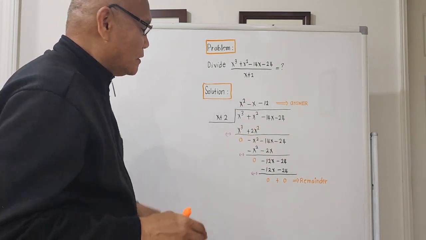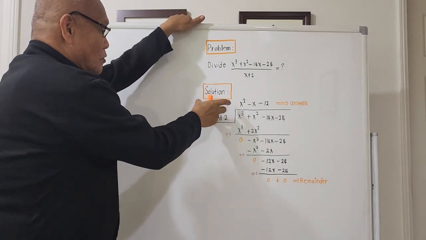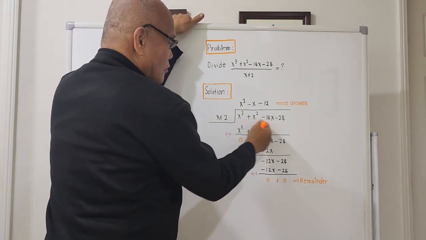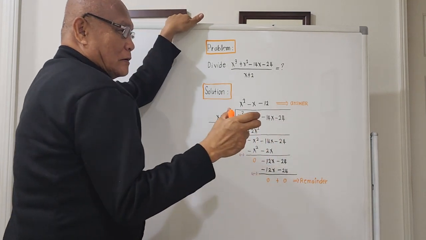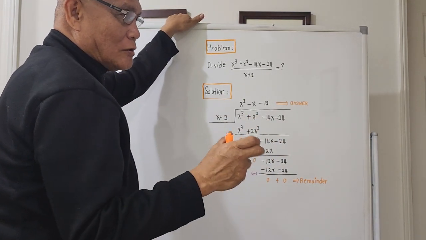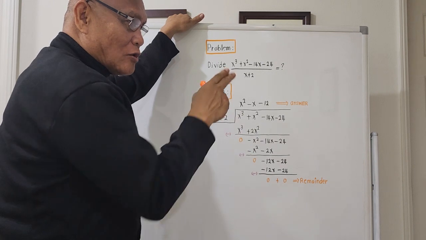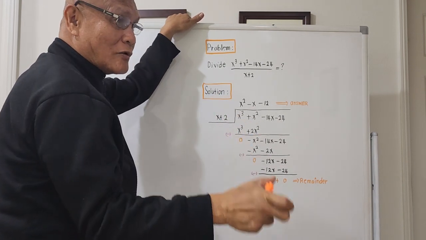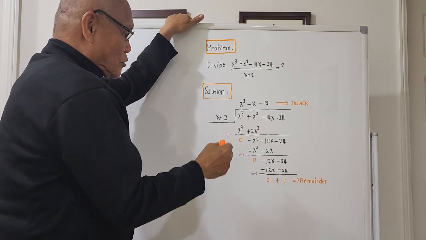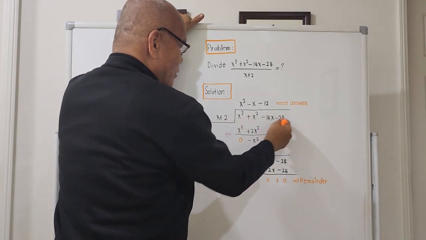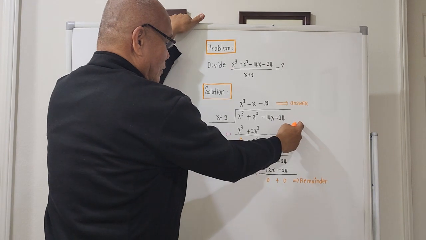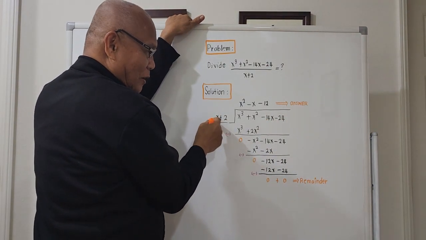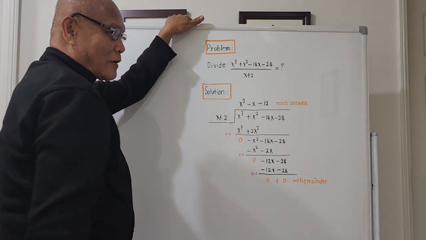Okay, let's proceed. The solution will be something like this. We will rewrite the numerator. The highest power in the numerator is actually greater than the highest power in the denominator, so we could divide. So we will rewrite the whole numerator. The left-hand side will be x plus 2.